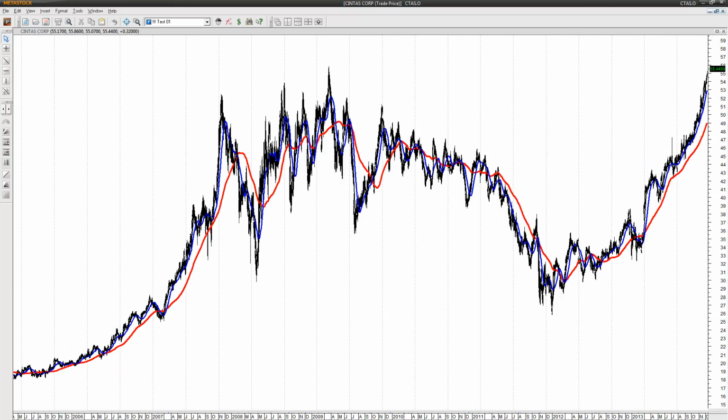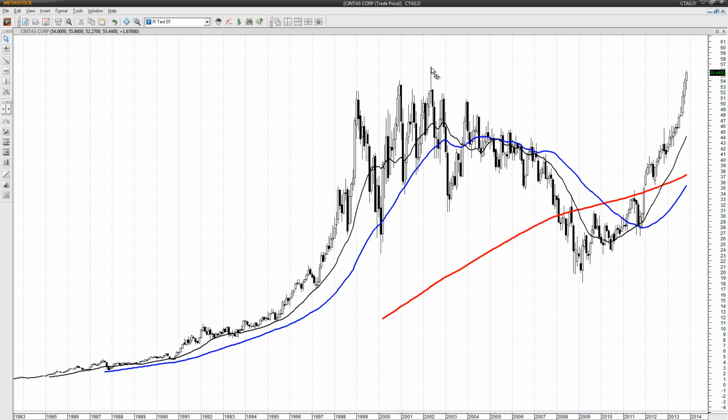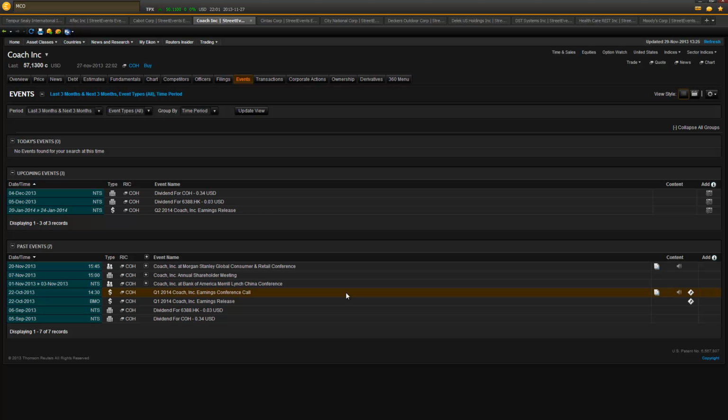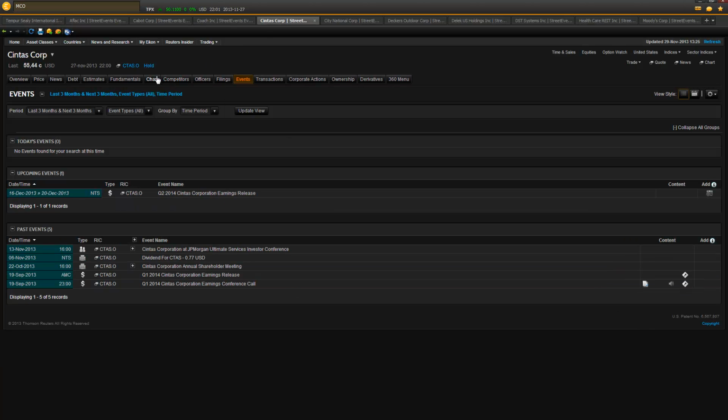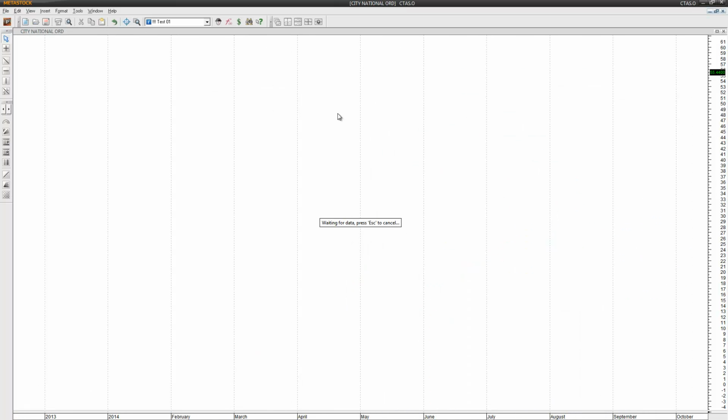Cintas, easier to find if you take monthly data and use this pivot. 56.62, that's my short sell limit order for Cintas. Check for earnings. No earnings is coming up close by. Take the next trade.